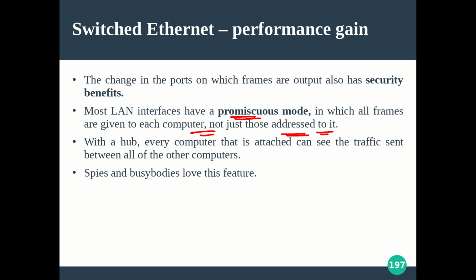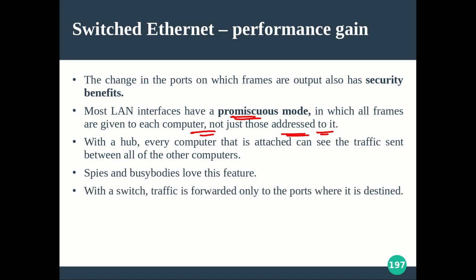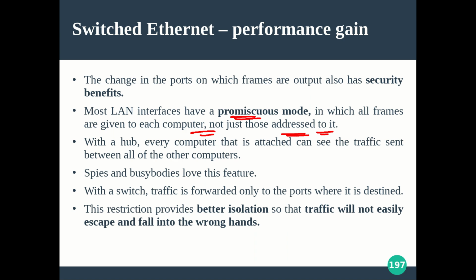The spies and busybodies love this feature, of course, but with the switch, the traffic is forwarded only to the correct port where it is destined. This restriction provides better isolation so that the traffic will not easily escape and fall into wrong hands. That kind of protection we get additionally, other than the other benefits. However, if you want even more protection, you should go for encryption techniques. You can make your traffic encrypted and achieve more security, of course. But anyway, to some extent, you get security benefits with switched Ethernet.